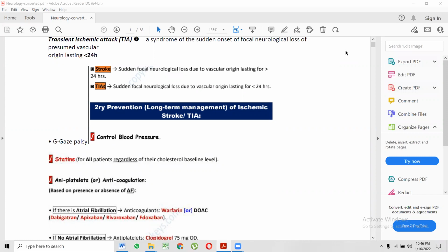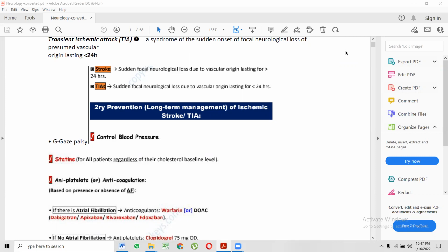So the long-term management of transient ischemic attack or stroke: what are the long-term medications that we need to give to a patient with stroke? The long-term medications are statins and clopidogrel. Two medications need to be taken lifelong if someone has a history of stroke or transient ischemic attack. What are those two medications? Statins plus clopidogrel 75 mg.